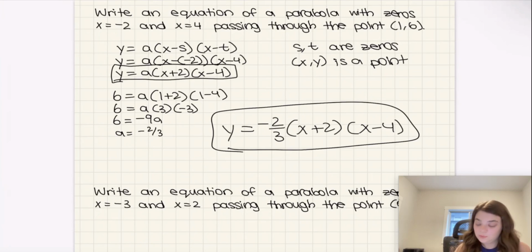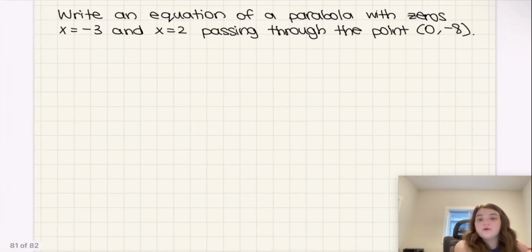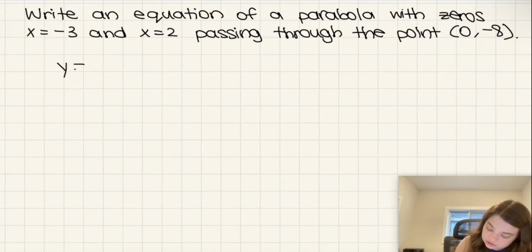Okay, let's do one more example. This example says to write an equation of a parabola with zeros x equals -3 and x equals 2, passing through the point (0, -8). Okay, so same thing as before, same steps. I'm first just going to write out the general equation.